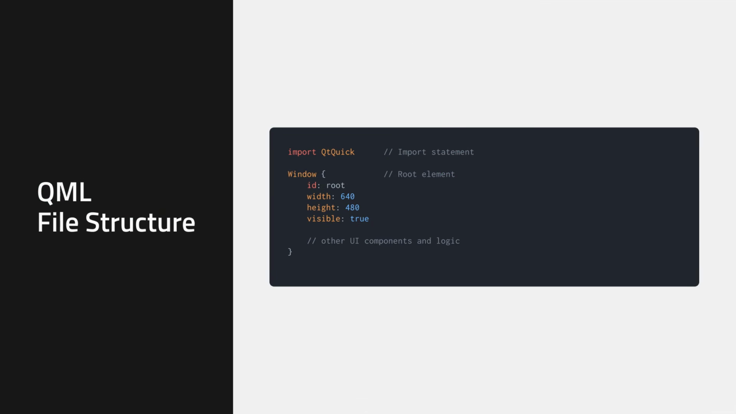A QML document is composed of two main parts. First, it should include one or more import statements. And second, it must have a single root object declaration.